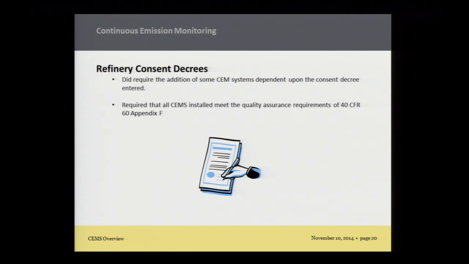And it required that all CEMS installed meet the quality assurance program of Part 60 Appendix F. And then typically, one of the conditions of a consent decree is you have to roll all the conditions of the consent decree into your permit. And so you end up with these conditions forever, right? You close the consent decree out, but it's in your permit now and it's not going to change.